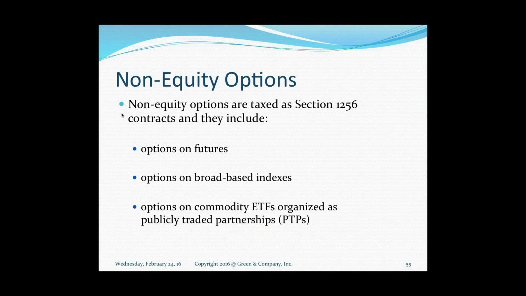Now, your non-equity options, those are your options on futures, options on the broad-based indexes, the options on the commodities ETFs. Those are all 1256. Not every brokerage firm breaks this stuff down right. If you run TradeLog, it will break it down right. What's 1256, what's not. That's another really good reason to use good software.